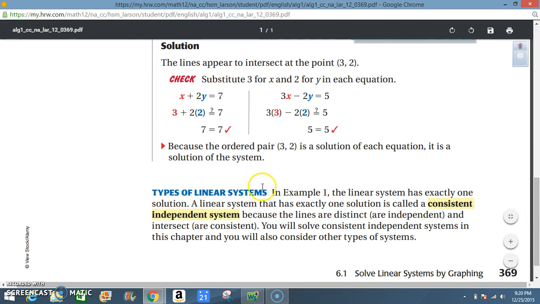Types of linear systems. In example 1, the linear system has exactly one solution. A linear system that has exactly one solution is called a consistent independent system. Because the lines are distinct, they are independent, and because they intersect, they are consistent. You will solve consistent independent systems in this chapter, and you will also consider other types of systems.